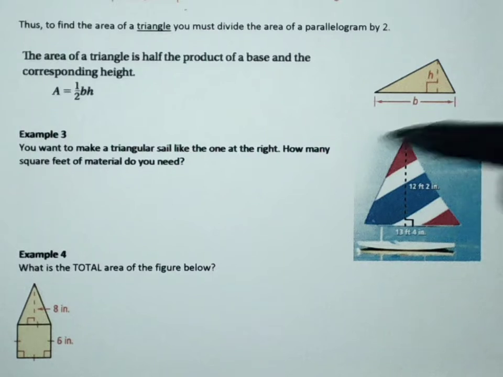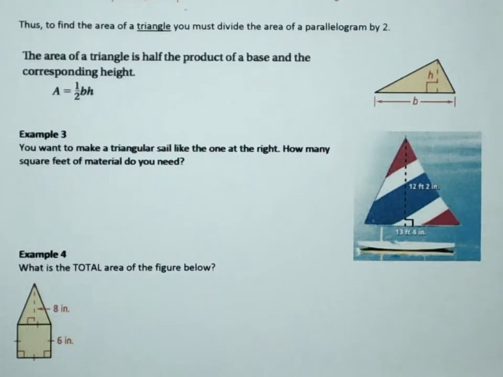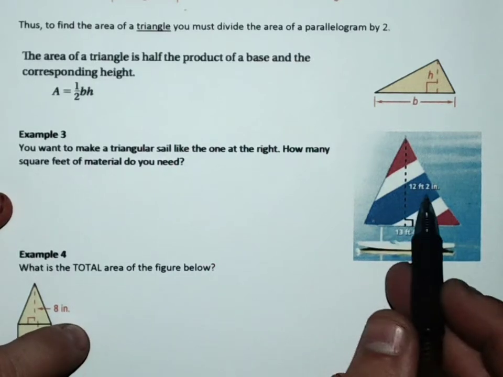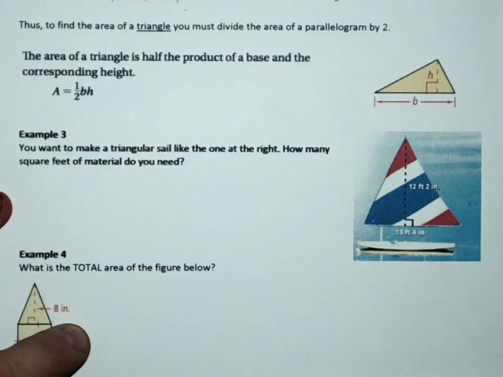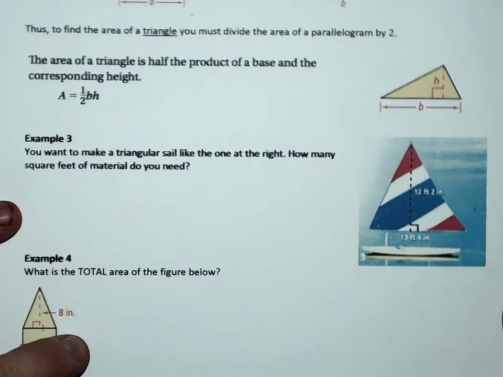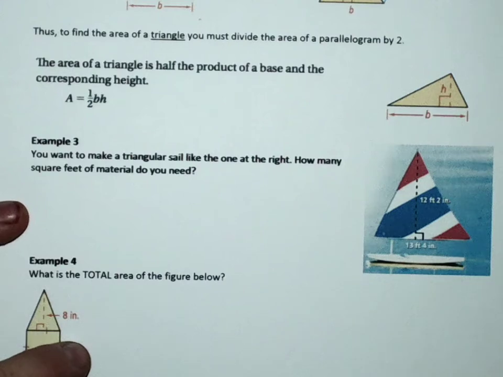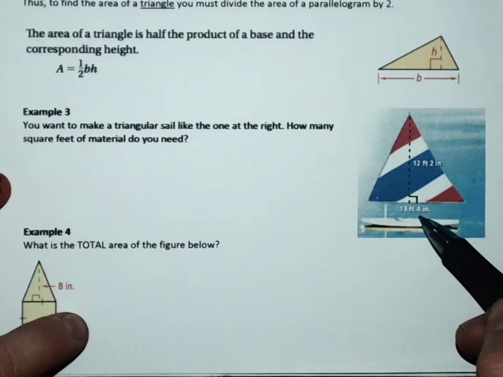So here we have an example problem. You want to make a triangular sail like the one at the right. How many square feet of material do you need? How much material do we need? Well, we have 12 feet 2 inches. We have 13 feet 4 inches. So we need to work with this 2 inches and the 4 inches.